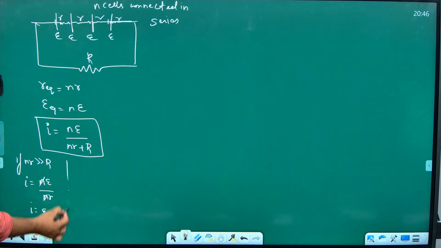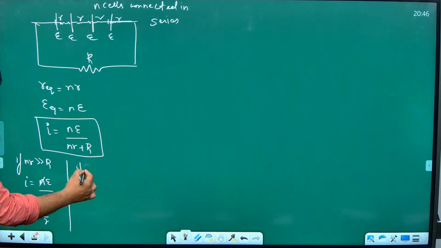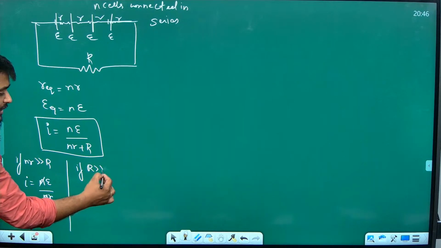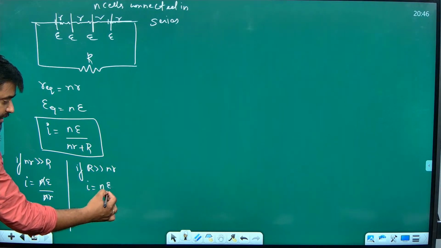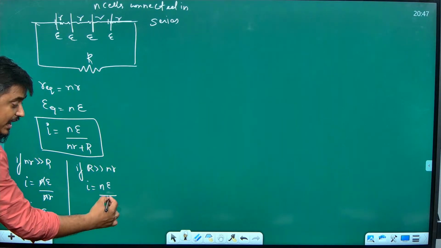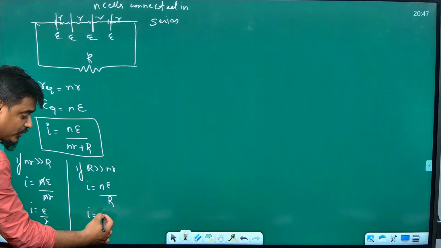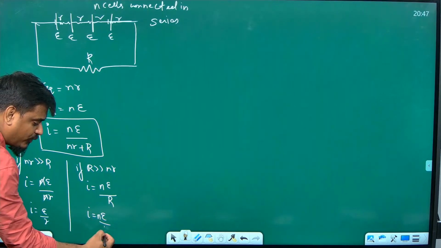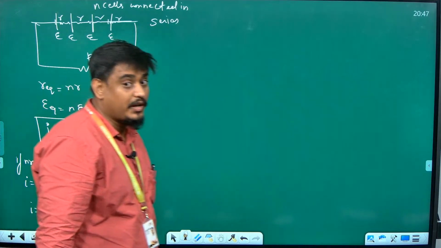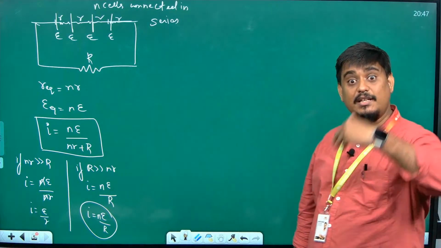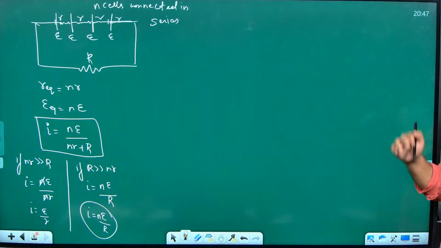Now, second condition, if R is much more than nr, what is going to happen? I will become equal to nE by R, r gets cancelled. So, I will become equal to n times E by R, isn't it? So, current will be n times. If you have 1000 cells, it will become 1000 times E by R.